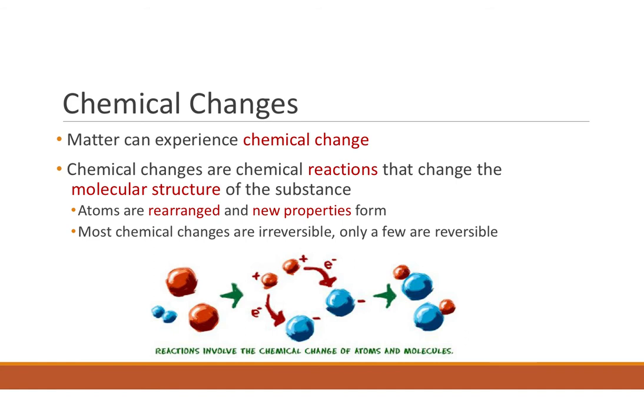But then we get to chemical changes. And with chemical changes, we have a change in the molecular structure of the substance. Something happens on the inside to rearrange atoms and form new substances with new properties. Most chemical changes are irreversible. They can't go backwards, but there are some that can be reversed, and you'll learn about those later on in this course.